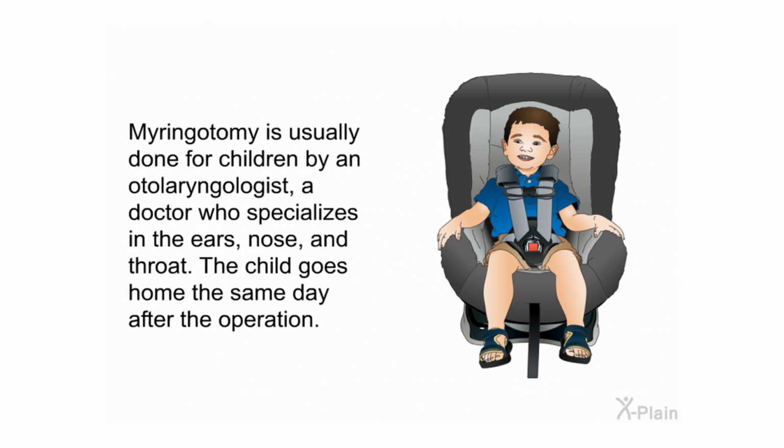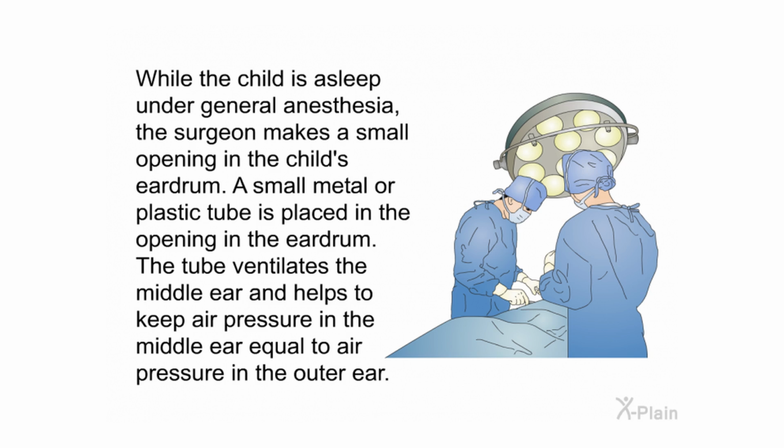Myringotomy is usually done for children by an otolaryngologist, a doctor who specializes in the ears, nose, and throat. The child goes home the same day after the operation. While the child is asleep under general anesthesia, the surgeon makes a small opening in the child's eardrum. A small metal or plastic tube is placed in the opening in the eardrum. The tube ventilates the middle ear and helps to keep air pressure in the middle ear equal to air pressure in the outer ear.